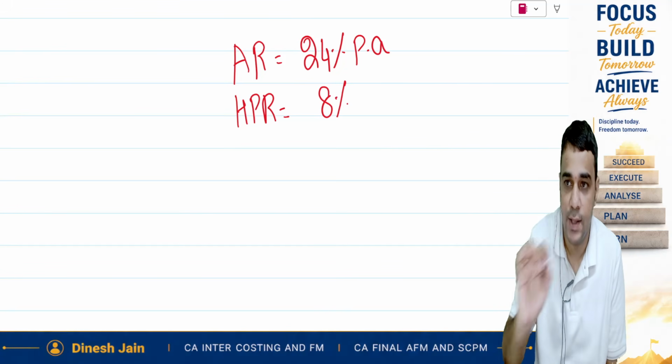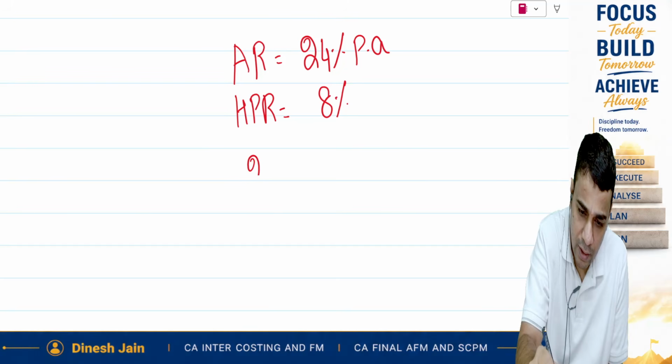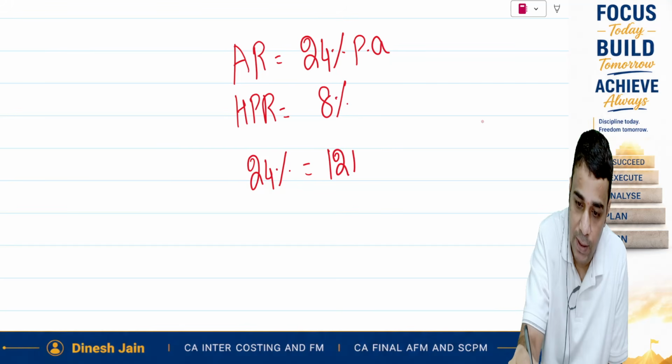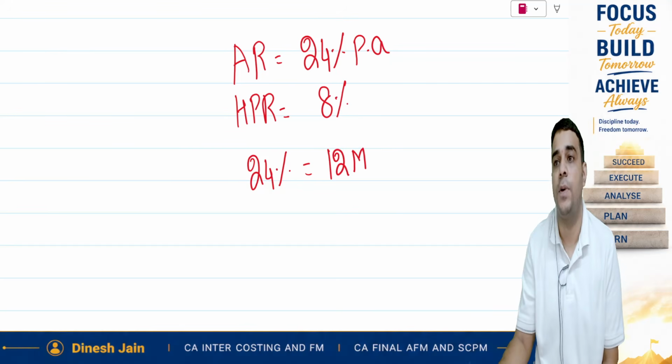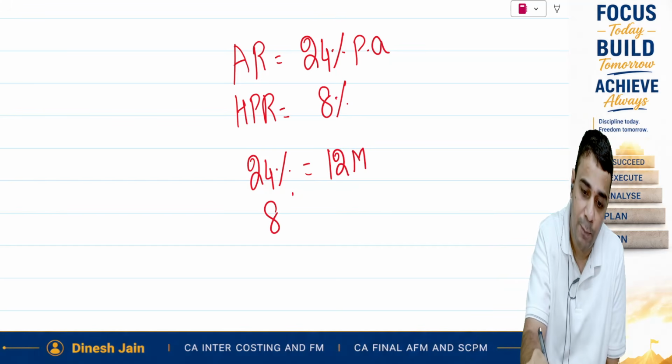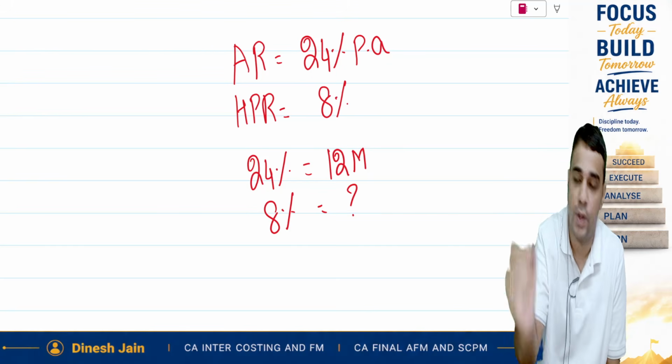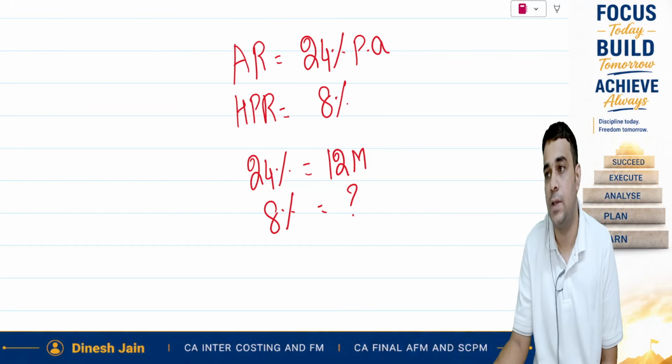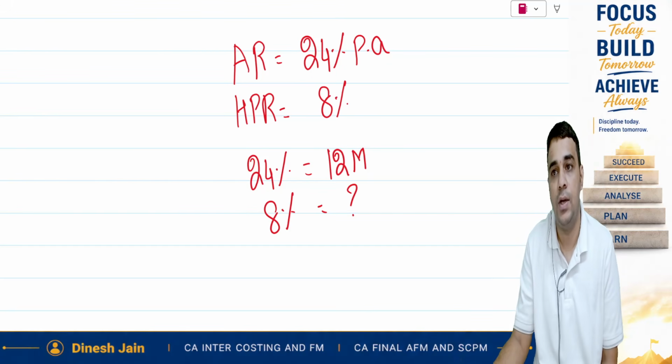So more or less that logic, very simple. 24% equal to 12 months. 8% equal to question mark. Cross multiplication will give me the period of holding.